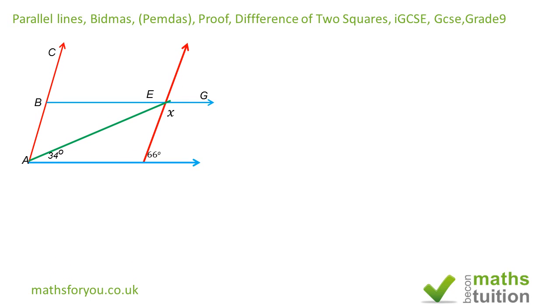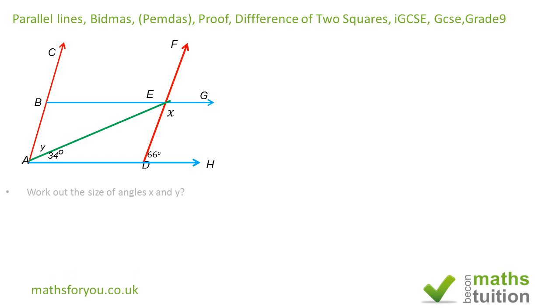Now, this is for the first one. This is our diagram in which we have two sets of parallel lines, the red set of parallel lines and the blue set of parallel lines. We're asked to find the values of x and y.